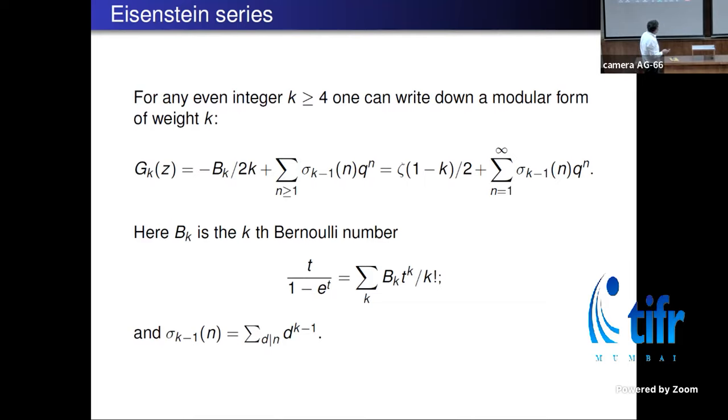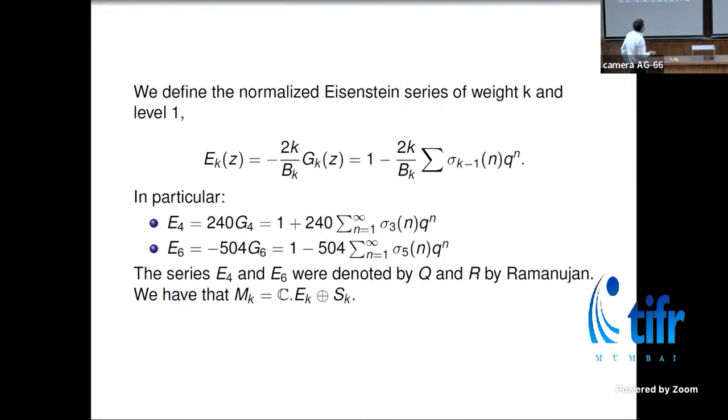There's a somewhat more mysterious constant term which has to do with the zeta function, and it's the kth Bernoulli number. But the non-constant Fourier coefficients at least are rather explicit and simple, right? So there's always one modular form in this space as long as k is bigger than or equal to 4 and even. And one normalizes this so that the constant term is one. You make it one by scaling it.